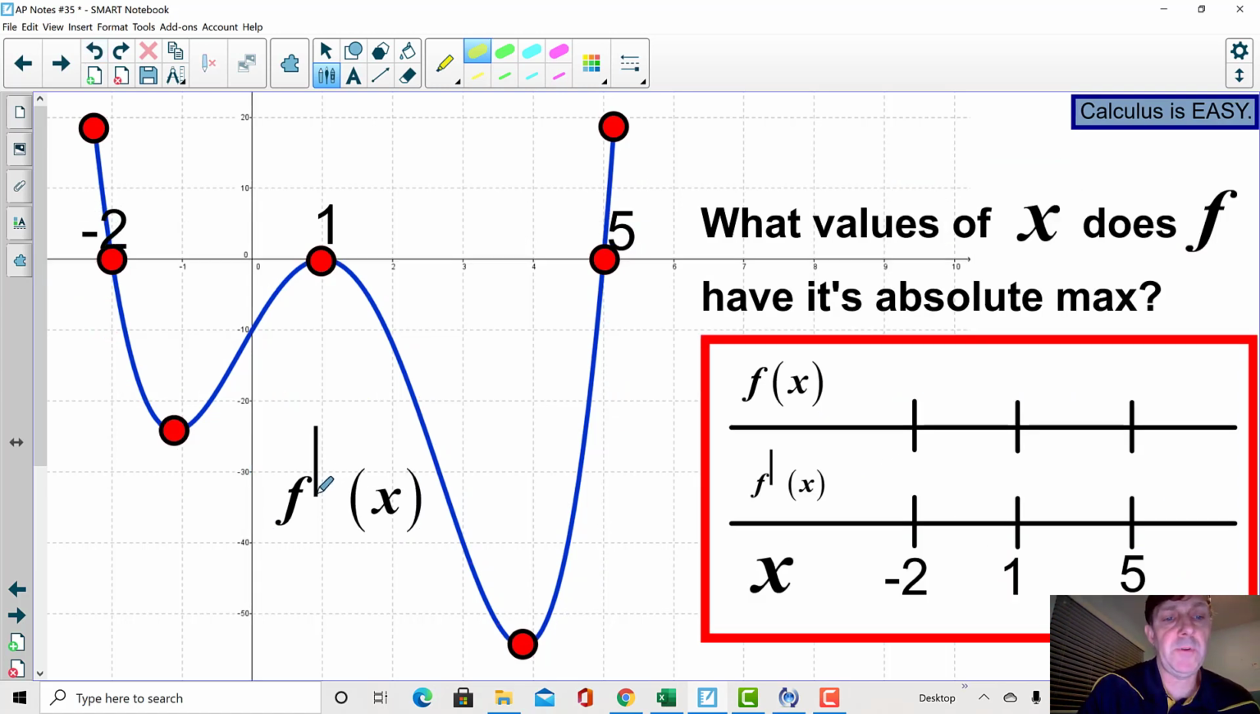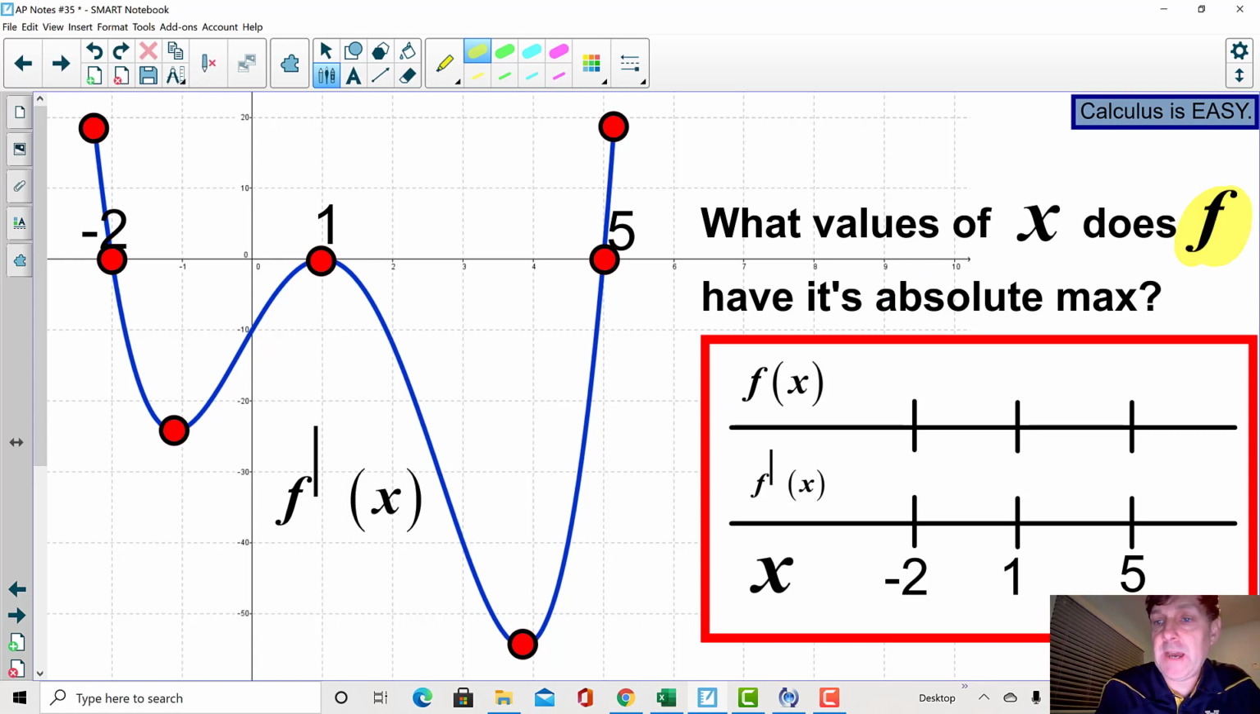Okay, for this example, they're giving us f prime again. We're pretending that this is f prime. You'll notice it's the same graph we used for f double prime a couple examples ago. But now, if this was the graph of f prime, what does that tell us about f?